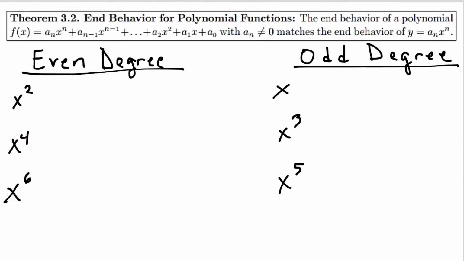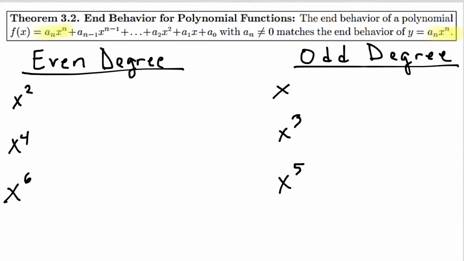Let's return to the idea of end behavior for a polynomial function, which will help us to know the general shape of a polynomial function based on the degree of the first term. So this theorem, theorem 3.2 about end behavior of polynomial functions, says that the end behavior of a polynomial function matches the end behavior of a more simple function that is just the leading term. Okay, so this and this match. So we're basically ignoring all of this when we come up with the end behavior and the general shape of the function.